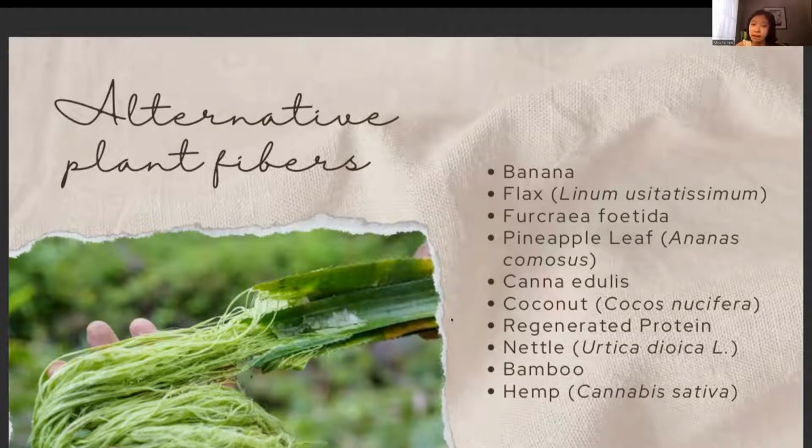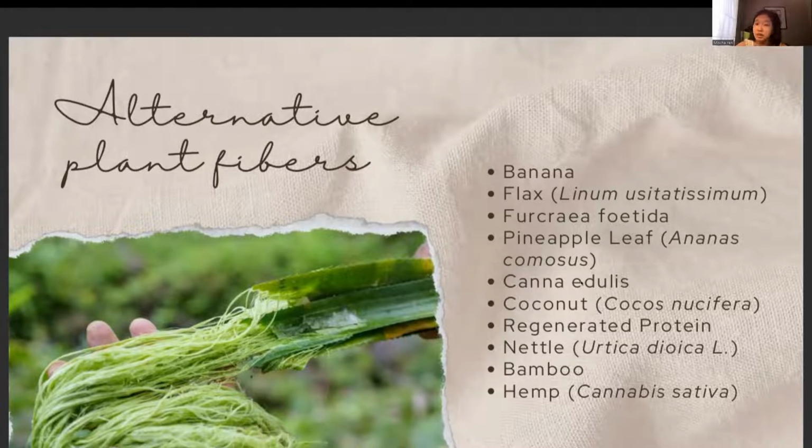The next one is Canna edulis. This plant is widely grown across the world in both temperate and tropical areas, and it has an advantage over all the other natural fibers on this list because it can thrive in a wide range of soil conditions and has little to no pest problems.